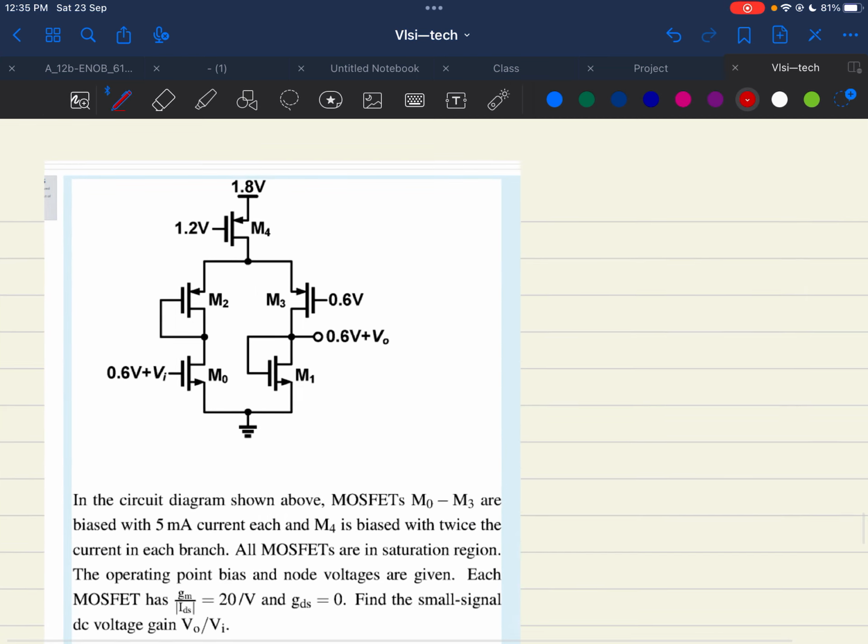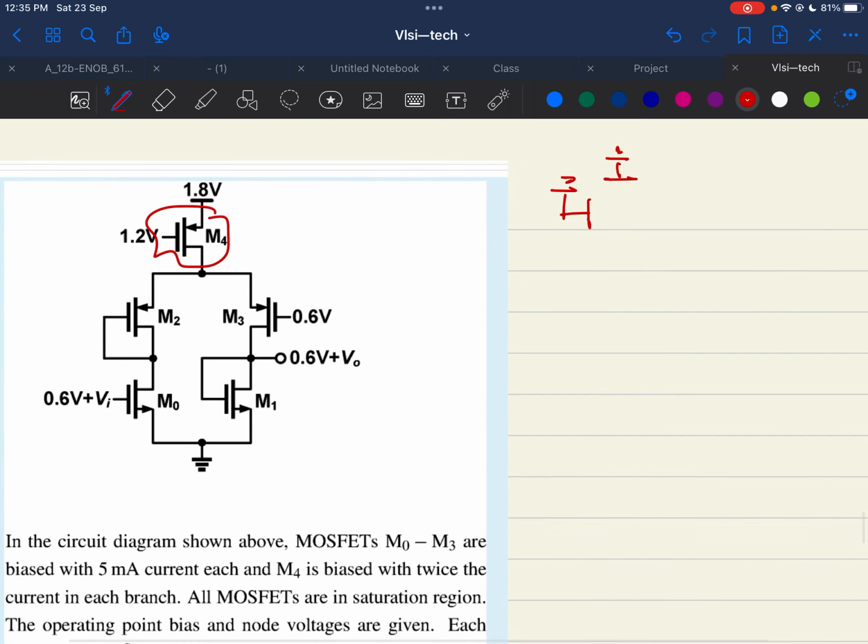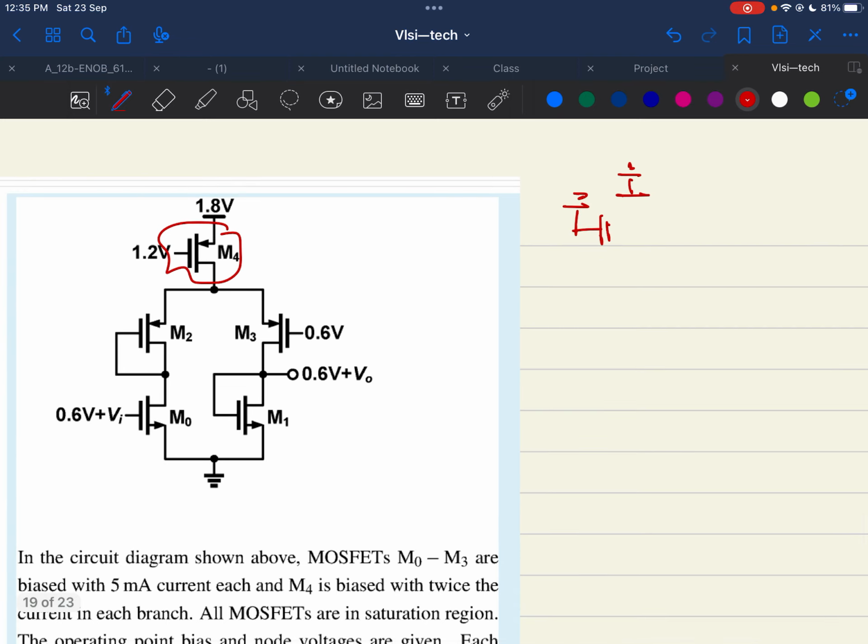First, consider this M4 transistor. When the incremental voltage is applied, the gate is grounded and the source is also grounded. There is no channel length modulation, so RDS is not there. So this transistor will be an open circuit, as the gate is grounded, so Gm VGS is also 0. So this transistor can be replaced by an open circuit.